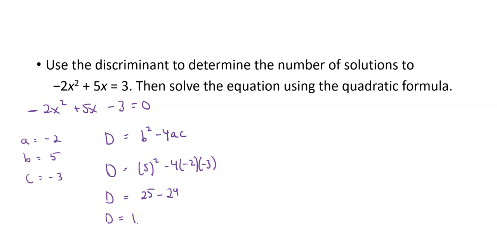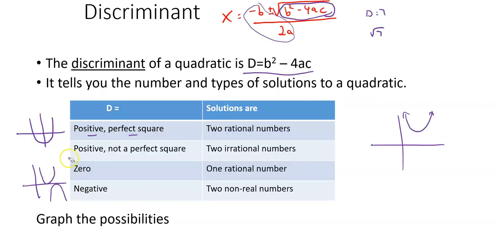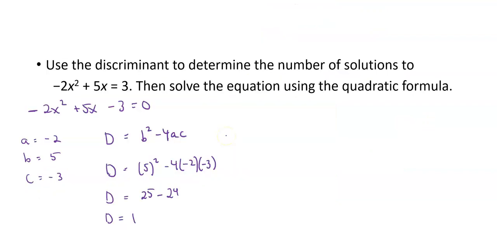What does that tell us? Well, first of all, it's a positive number, so we're not going to get non-real solutions. Where does that 1 fit? Well, 1 is not 0, so it can't fit the 0, can't fit the negative. It must be one of these two. It's positive. Is 1 a perfect square? Yes. So we're going to end up with two rational numbers.